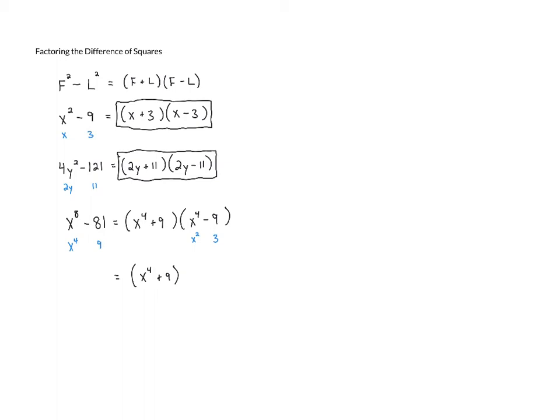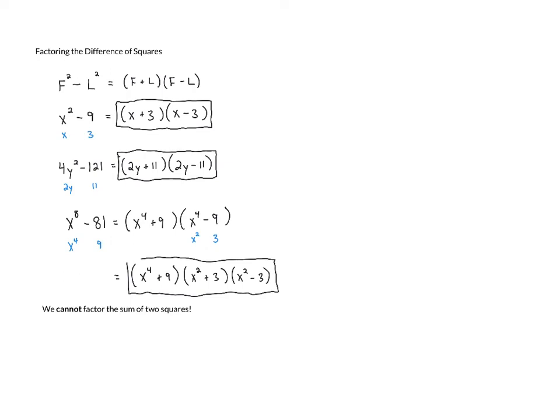There is something you might see later in a future class involving imaginary numbers, but for right now, we have a rule that says we cannot factor the sum of two squares. But the factor x to the 4th minus 9 is a difference of squares, and we can break it down even further into x squared plus 3 times x squared minus 3. And this ends up being our final answer because none of them can be broken down any further.